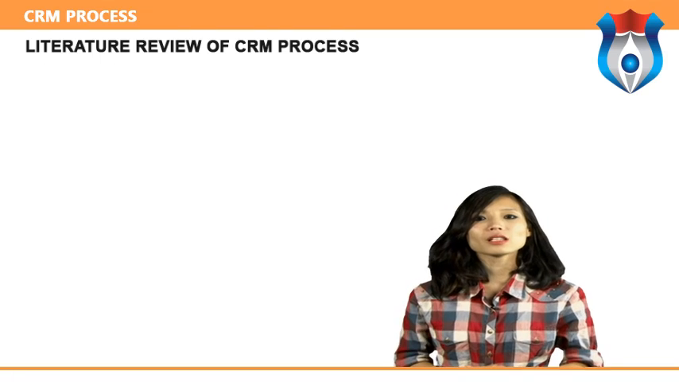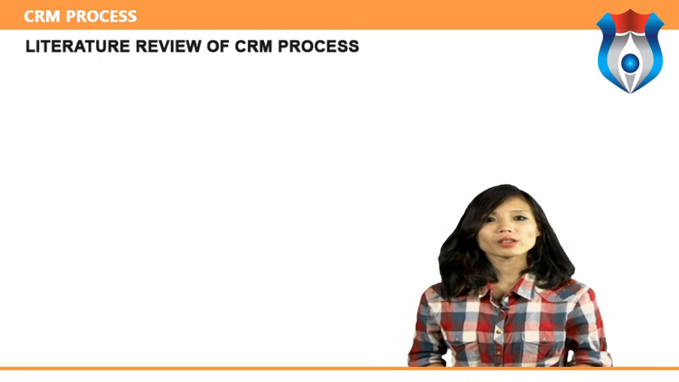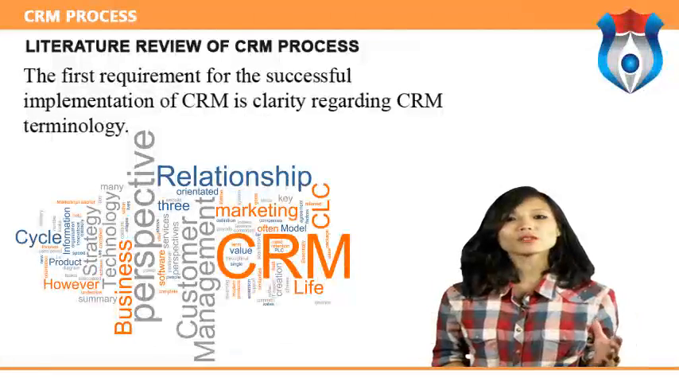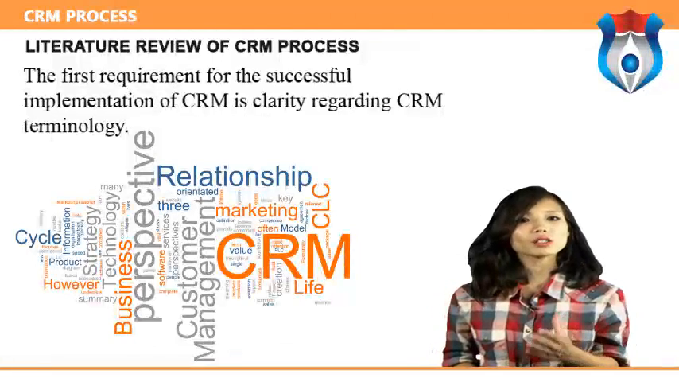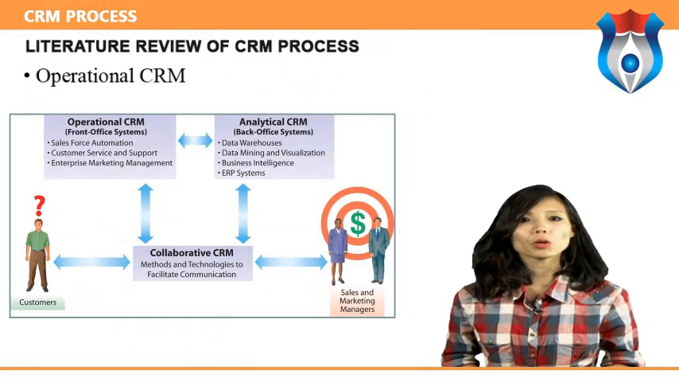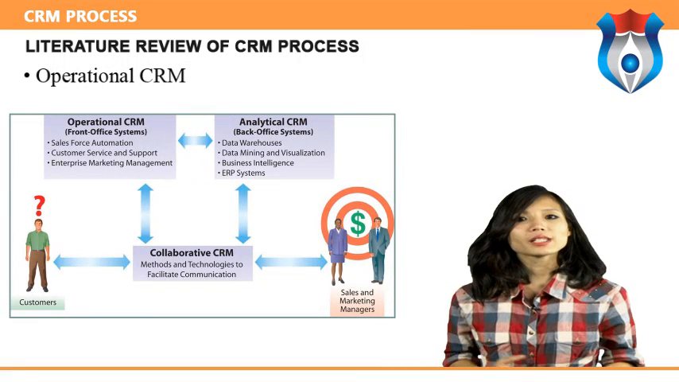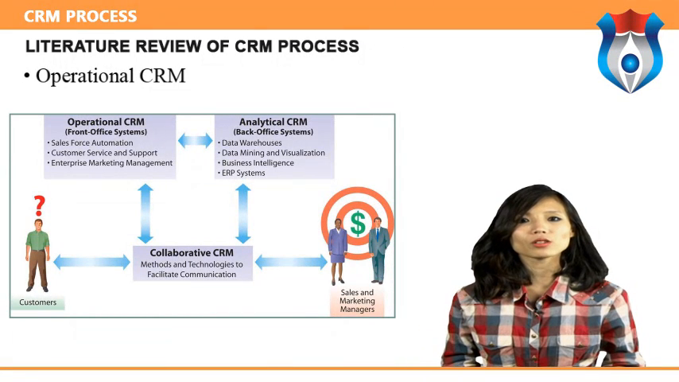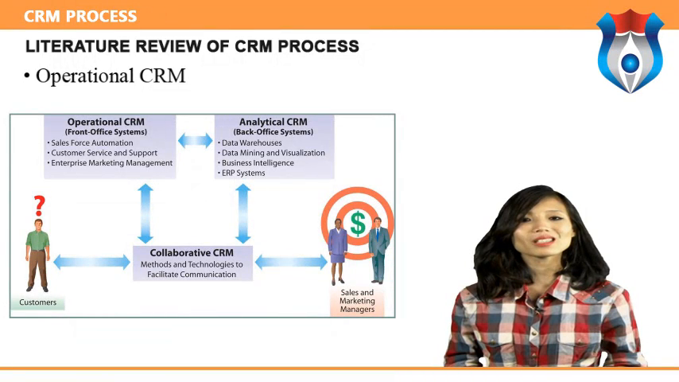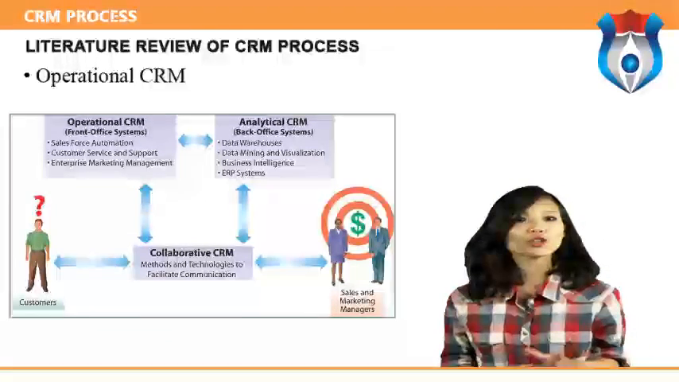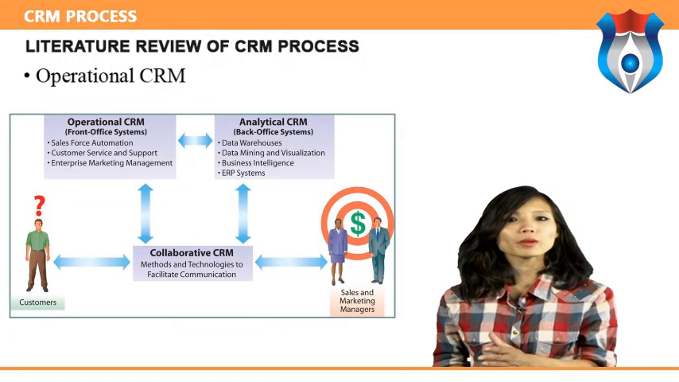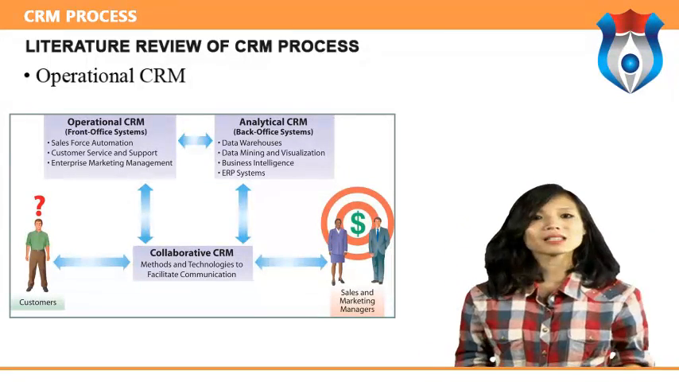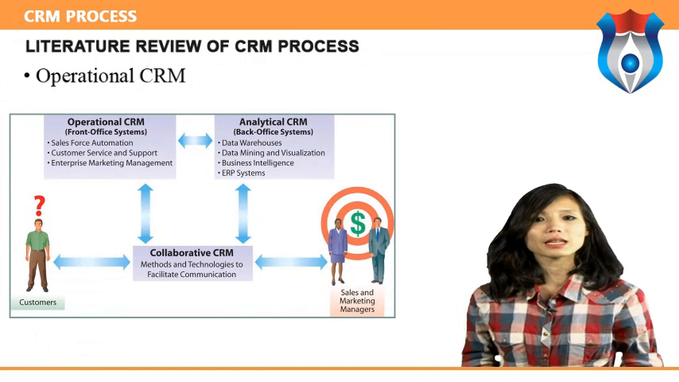Let us now discuss the literature review of CRM process. The first requirement for the successful implementation of CRM is clarity regarding CRM terminology. Operational CRM supports front office processes, for example the staff in a call center. Operational integration points exist to human resource systems for user data and ERP system for transferring order information which was captured, for example, from a call center representative.